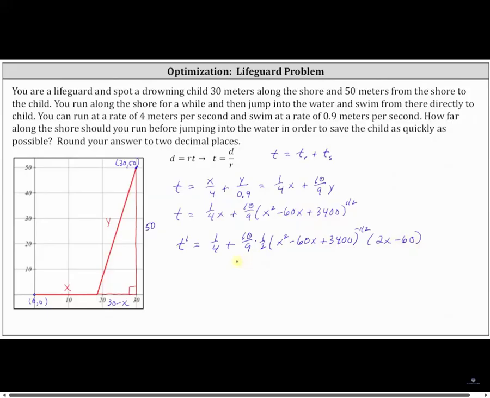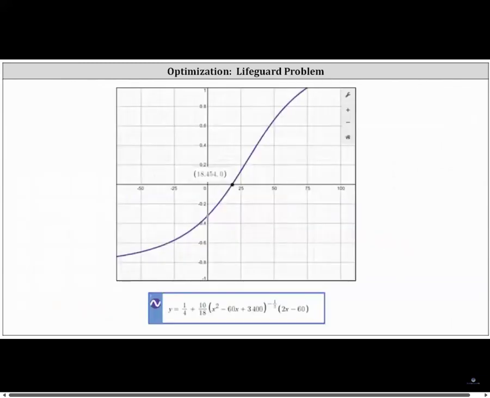And now we need to determine where t prime is equal to 0 or undefined, which is a pretty complicated process. So in this case, we're actually going to graph this derivative function to determine where it's equal to 0, which I've already done here. This is the graph of the derivative function shown below. Notice the derivative is equal to 0 at approximately 18.45, which is a critical number we need. Also notice how the derivative function changes from negative to positive when x is approximately 18.45, which means our time function changes from decreasing to increasing at the x value of approximately 18.45, which does verify we do have a relative minimum at this location.